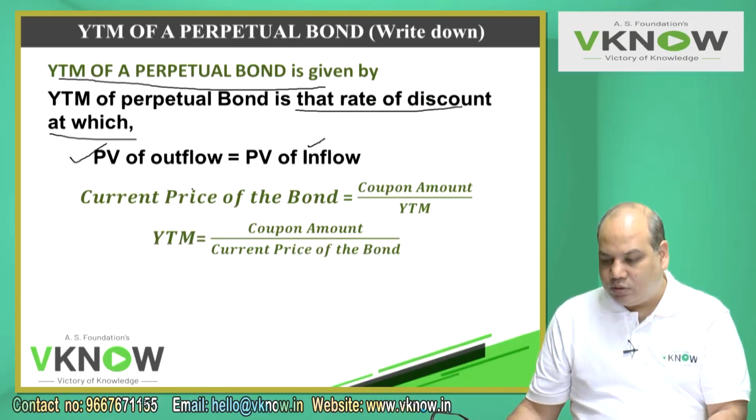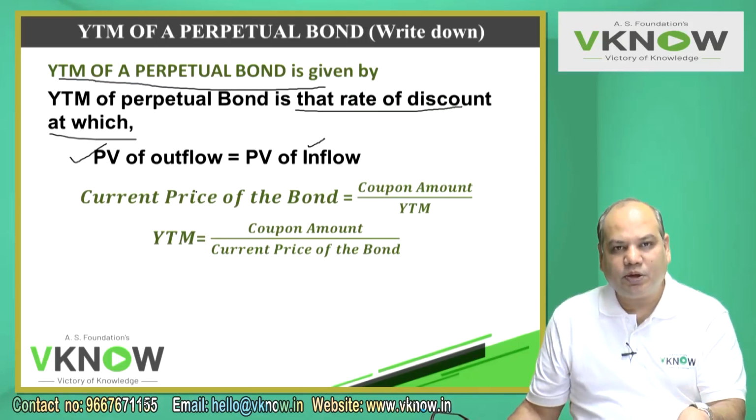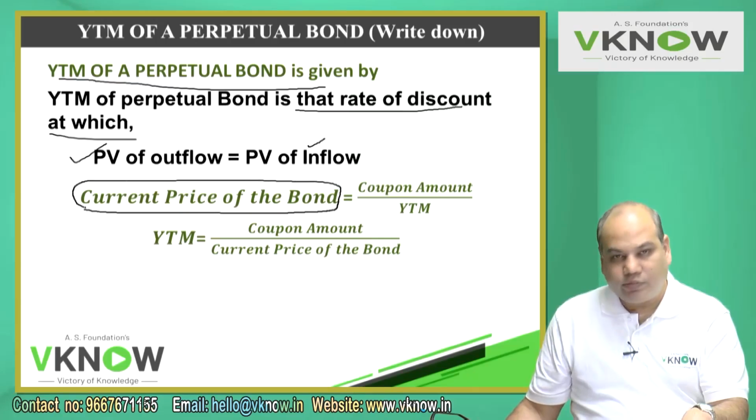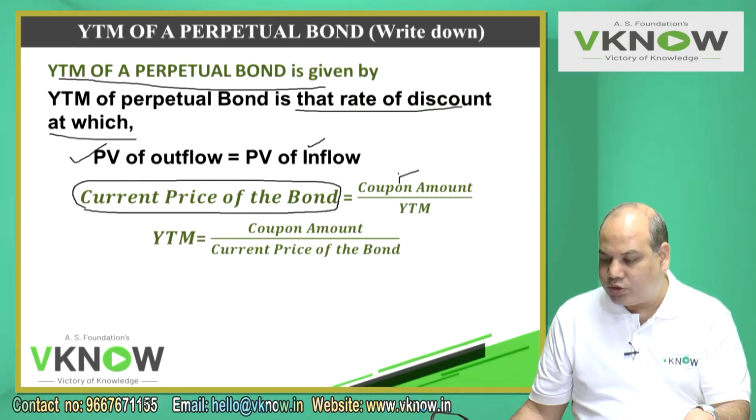What is the PV of outflow if you want to invest in a perpetual bond? The outflow will be the current price of the bond, and it should match with the inflow. Inflow will be the coupon amount, because you are not going to receive the principal amount. Only coupon is received. A perpetual bond only pays coupon year after year, forever, and that will be discounted at YTM.